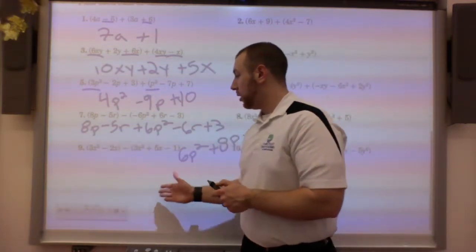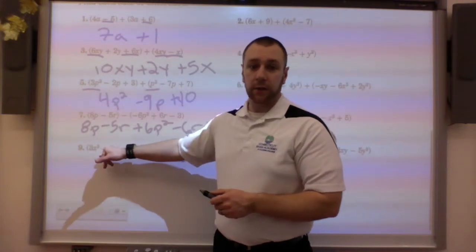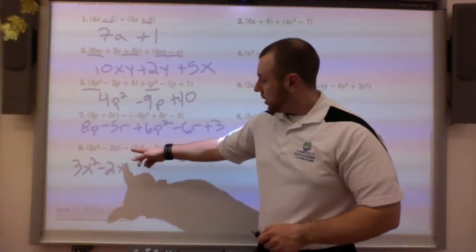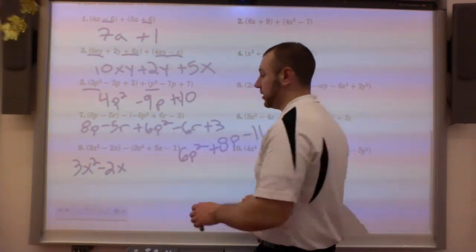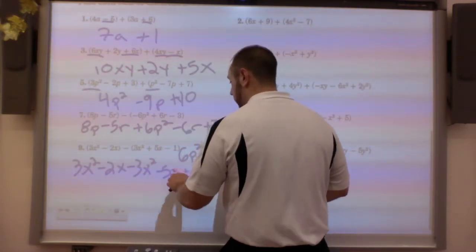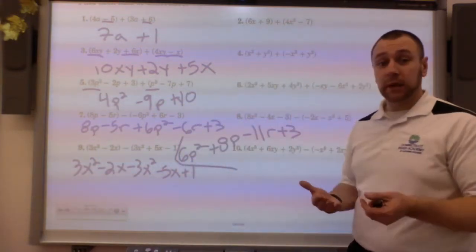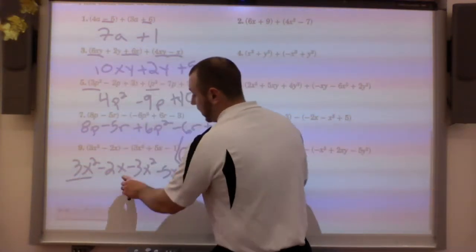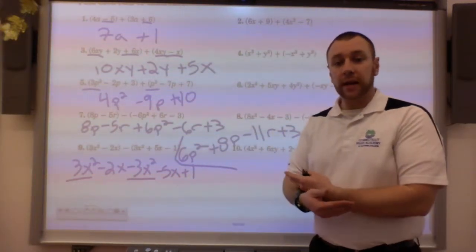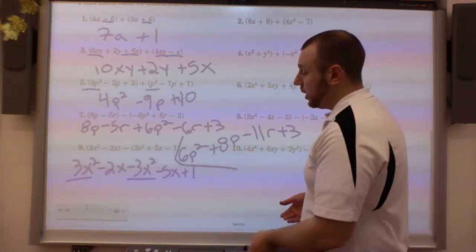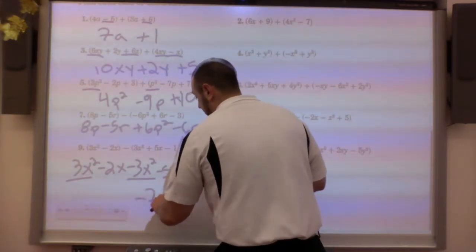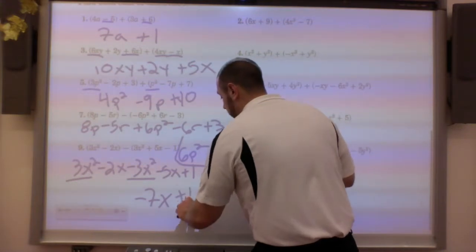And the same would go here, okay? So again, the first parenthesis doesn't get changed. 3x squared minus 2x. The second parenthesis changes all the signs. So now it becomes a minus 3x squared minus a 5x plus a 1. Now when I combine my like terms, 3x squared minus 3x squared is 0. 3 minus 3 is 0. So that term just goes away. They cancel out. Then I do minus 2x minus 5x, that's minus 7x, or negative 7x, plus 1.